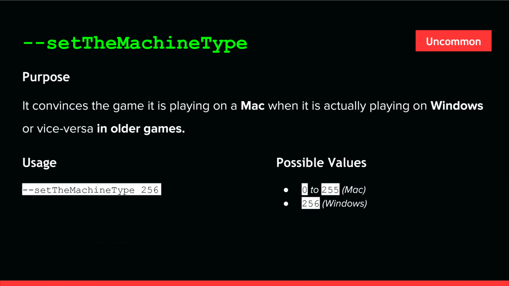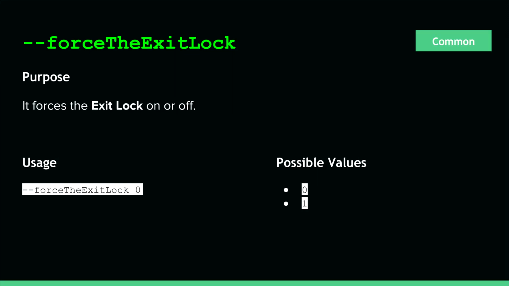It is an integer from 0 to 256, with any integer from 0 through 255 meaning a Mac machine is being used, and 256 meaning a Windows machine is being used. You can use this with very old games in place of set the platform. The next argument is -- force the exit lock.